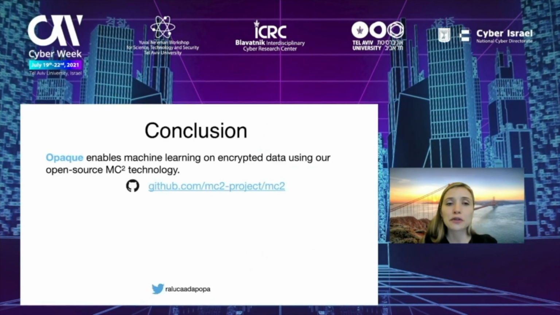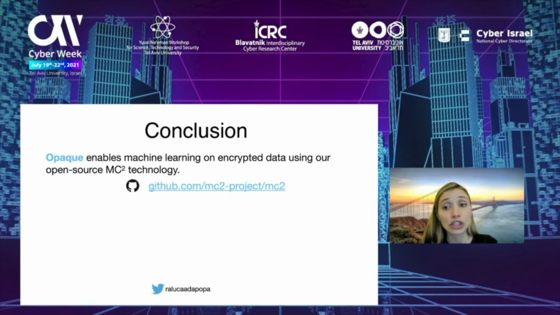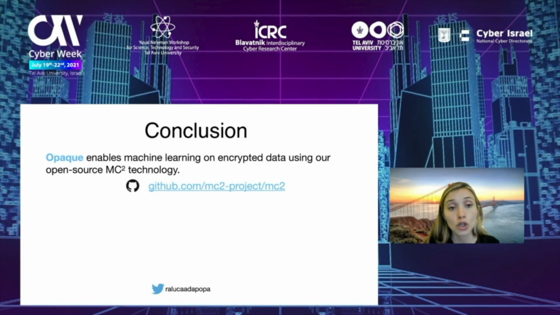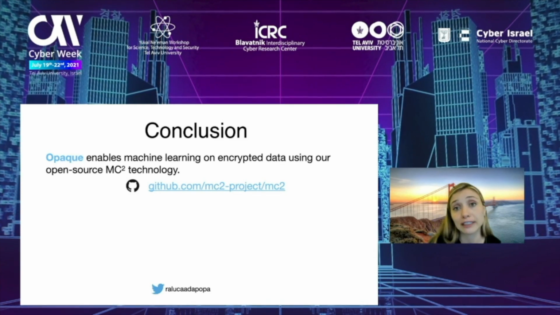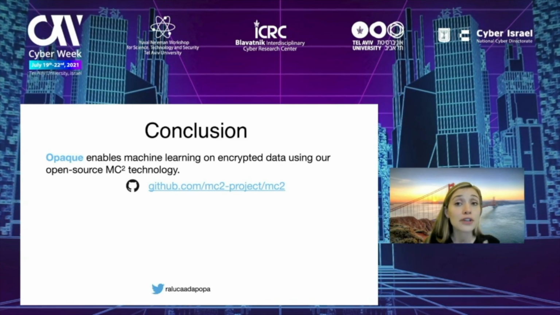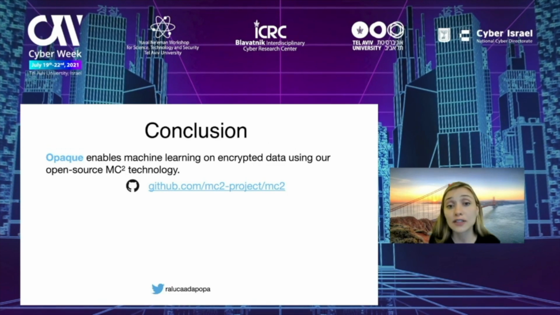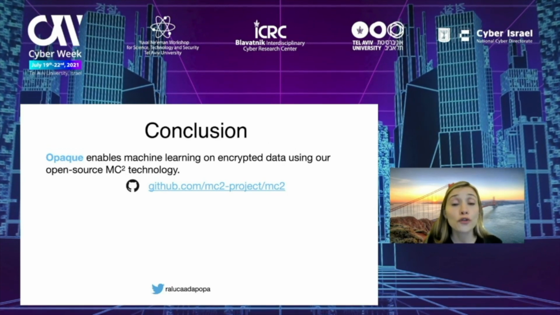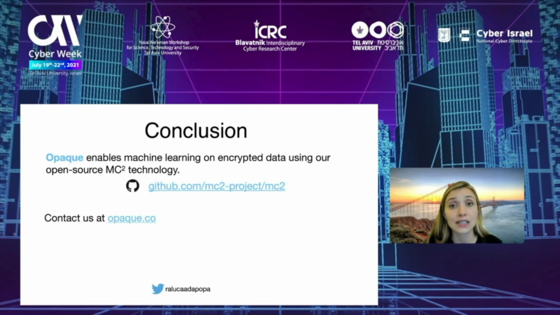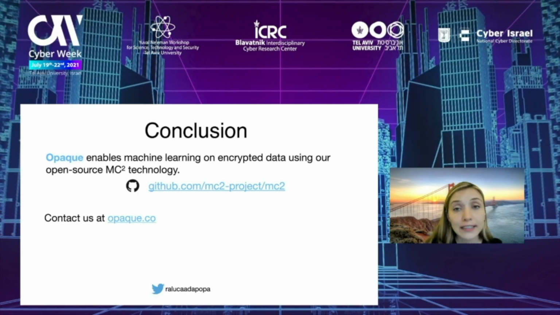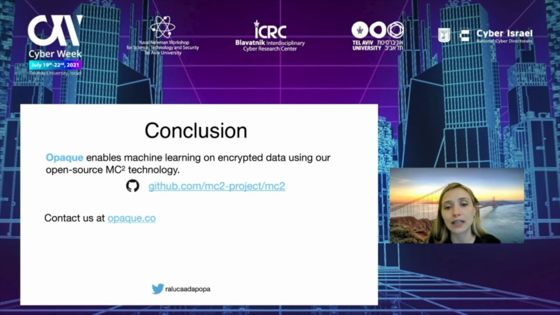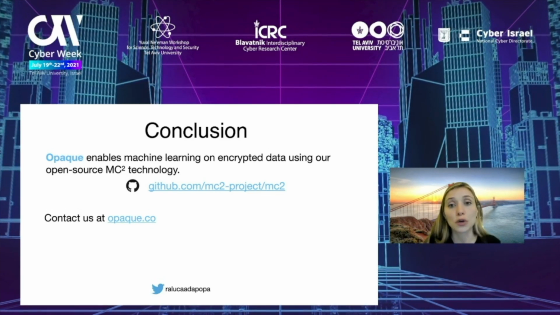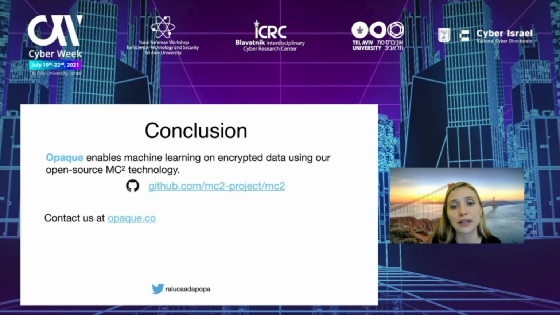All right, so in conclusion, Opaque enables machine learning on encrypted data using our open source technology MC squared that we developed in research over multiple years. It's open source, you can freely play with it, give us feedback, let us know if you have any use cases, if you would like to collaborate, or if you'd like to use the system for any of these, please go ahead and contact us and we would be happy to work with you on helping you adopt MC squared.